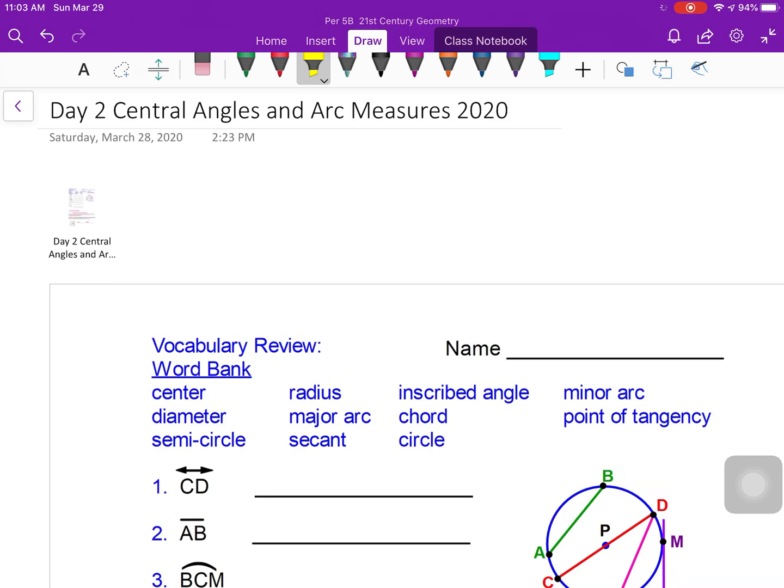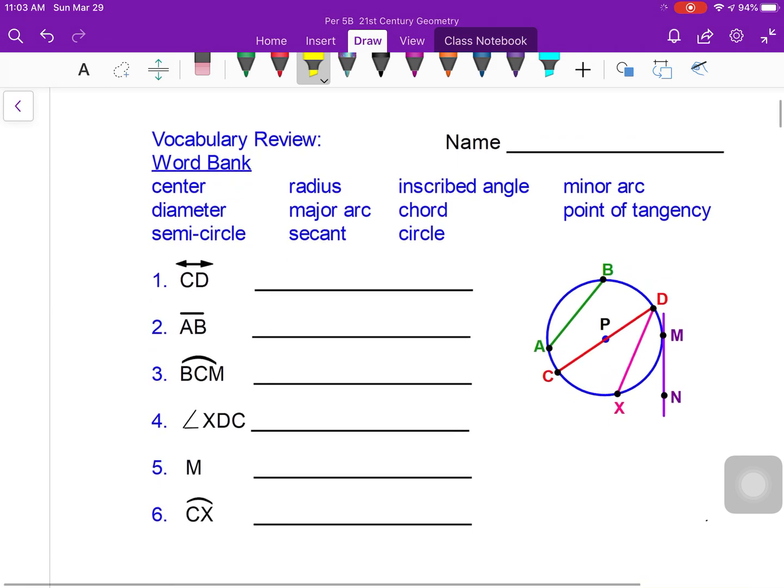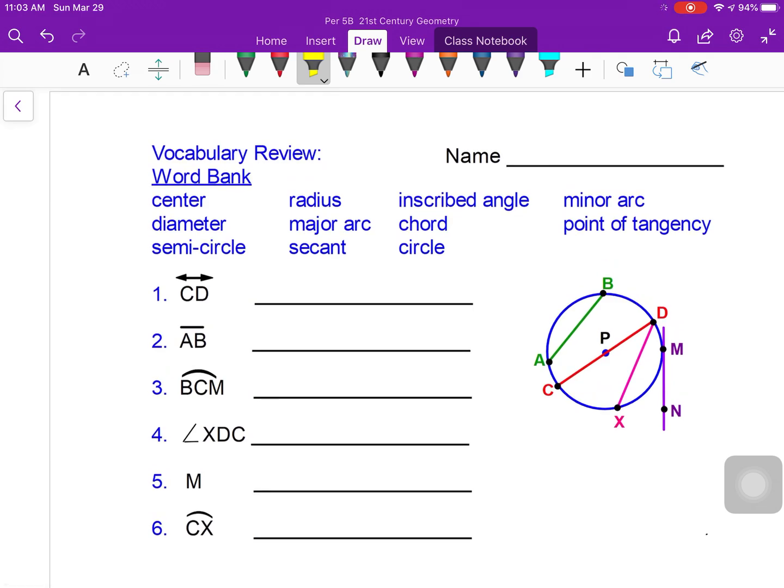So we talked about what an arc was. It's a part of a circle, the curved part of the circle. There were three types: minor arcs, major arcs, and semicircles. Minor arcs being less than 180 degrees, less than half a circle. Major arcs being more than 180 degrees, more than half a circle. And semicircles being exactly 180 degrees, exactly half a circle. Minor arcs had to be named with 2 letters using an arc symbol. Both major arcs and semicircles are named with 3 letters.